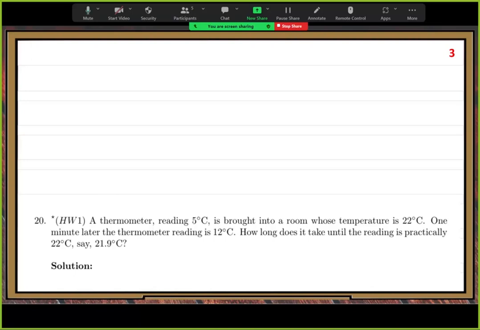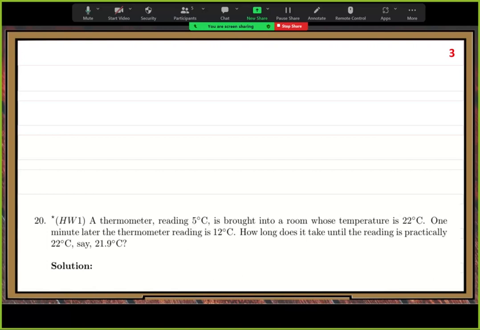A thermometer reading 5 degrees centigrade is brought into a room whose temperature is 22 degrees C. 1 minute later, the thermometer reading is 12 degrees C. How long does it take until the reading is practically 22 degrees, say 21.9 degrees?